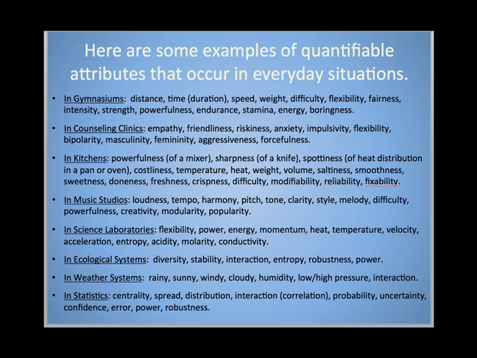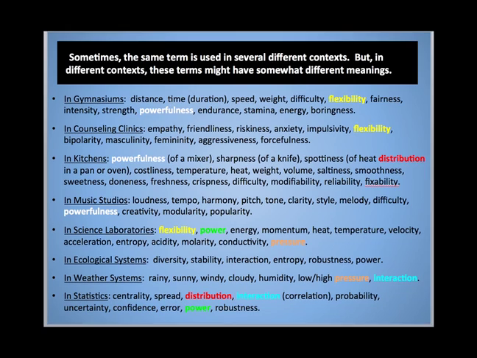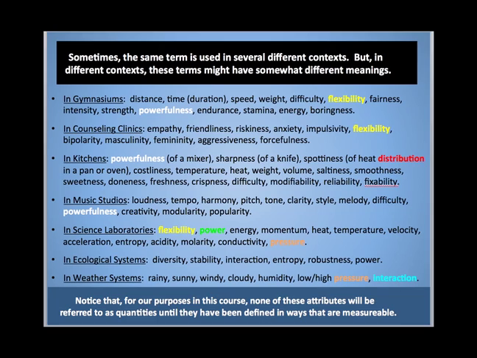In addition to the examples of quantities that you found in your issue of USA Today, you also were given this list, which shows more examples of quantifiable attributes that occur in everyday situations. You should have noticed that, sometimes, the same term is used in several different contexts. But, in these different contexts, terms might have somewhat different meanings. Notice that, for our purposes in this course, none of these attributes will be referred to as quantities until they have been defined in ways that are measurable.